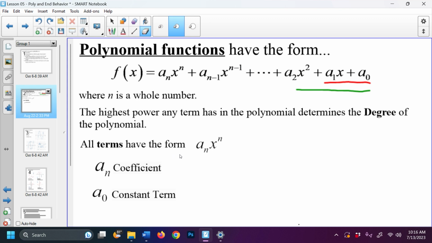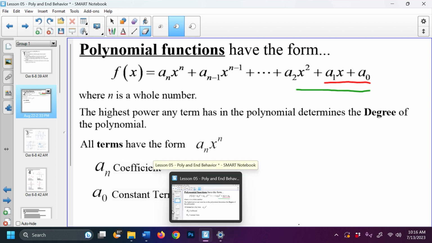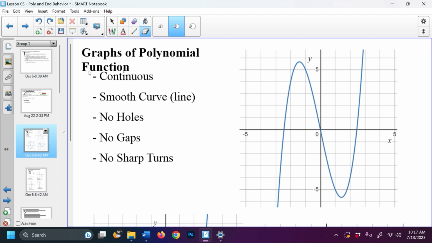All terms have the form a sub n x to the n, where a sub n is the coefficient and a sub 0 is the constant term. Now, the graphs of polynomial functions have some characteristics. They are continuous, meaning that there are no gaps in between. They are a smooth curve, or a line also is acceptable. There are no holes, there are no gaps, and there are no sharp turns.